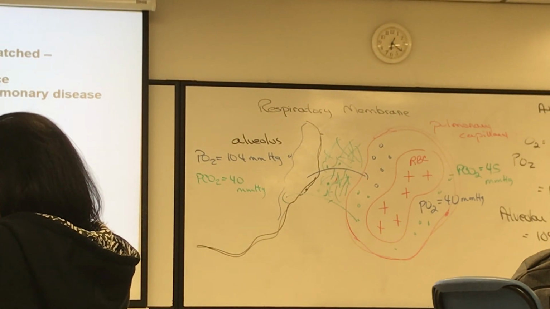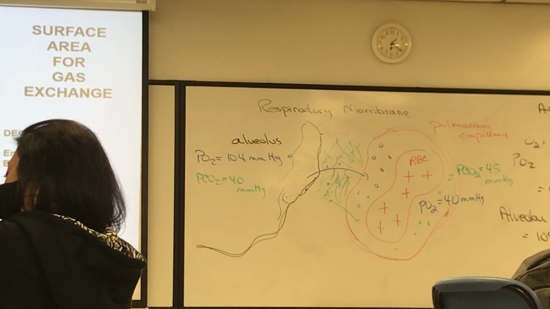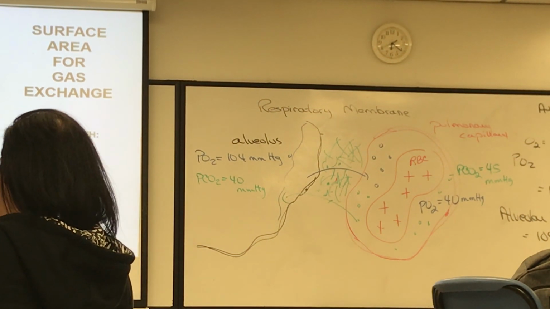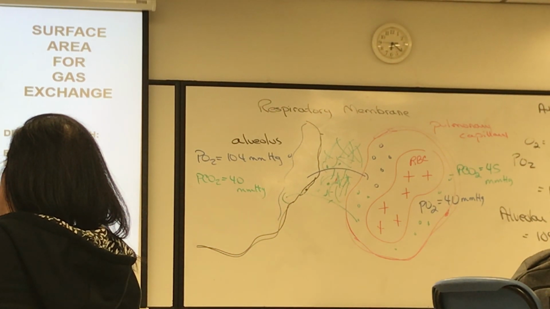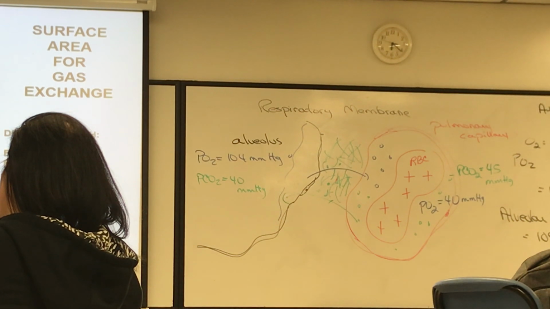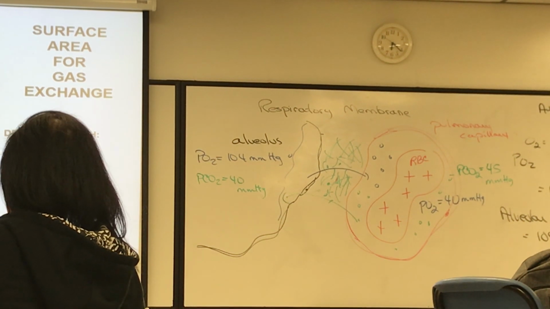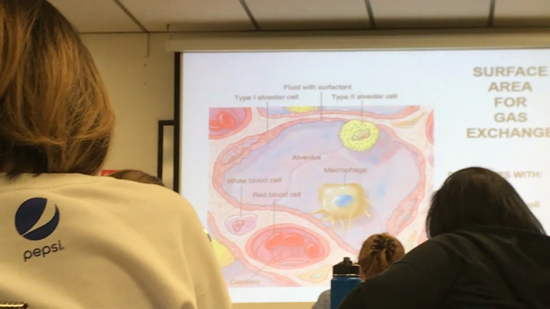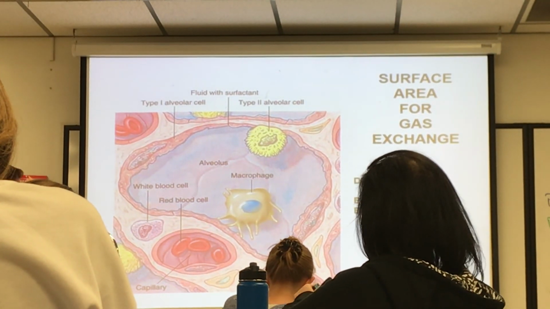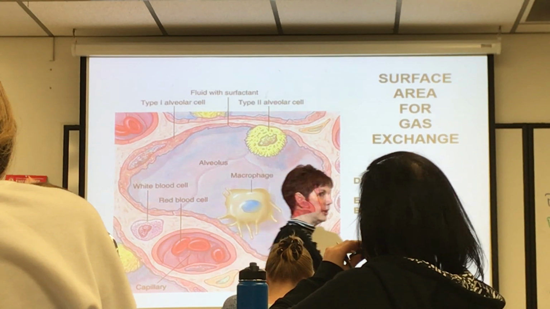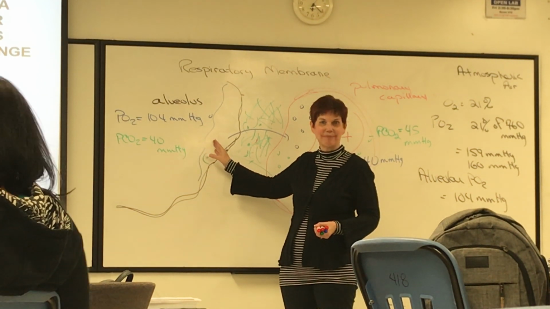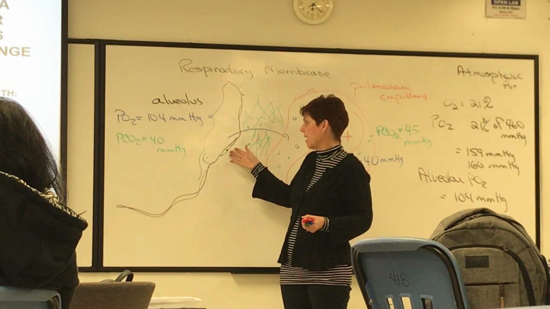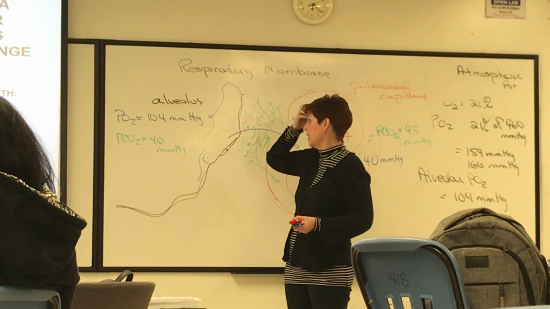Okay, ready to move on? Okay, surface area for gas exchange. This is almost common sense, because we need surface area, right? So if we lose surface area, it's going to take longer for the gases to move across, all right? So this can occur with both restrictive and obstructive pulmonary diseases. So obviously, we've lost surface area here with the pulmonary edema, okay? Because it's not been completely lost, but it's going to take a longer time for the distance.